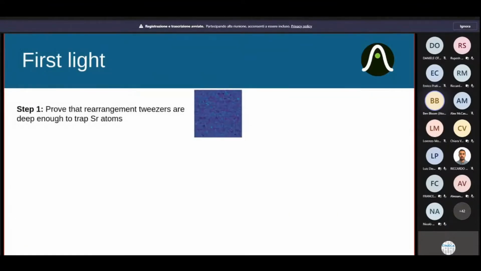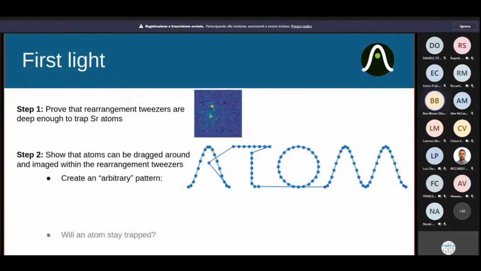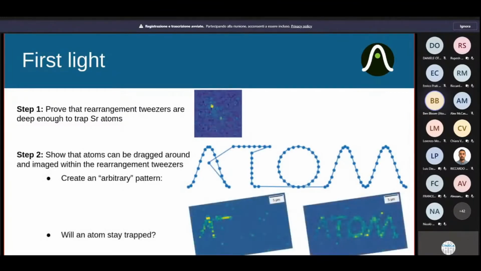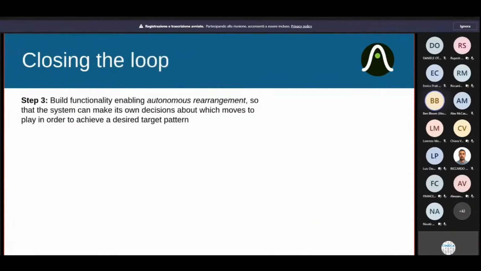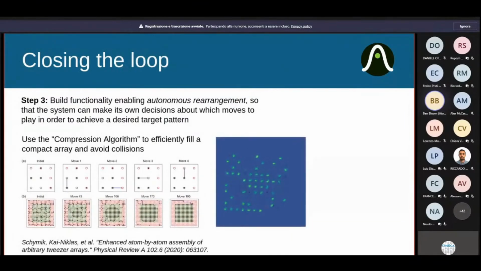When we did this, we started off building a system where you could have totally arbitrary movable tweezers. We trapped atoms in them. We showed that we could create arbitrary patterns, and you could start dragging the atoms around and taking images of them wherever you wanted, and you could create these very nice patterns. What this allows us to do is, of course, rearrange the atoms into these nice, tightly fit 2D grids. And this work has also been done in 3D in Anton Browaeys' group to create arbitrary 3D patterns.